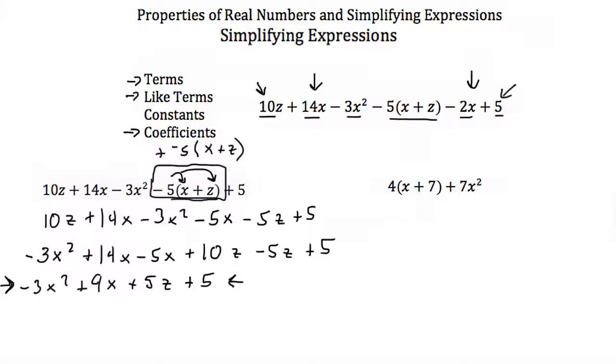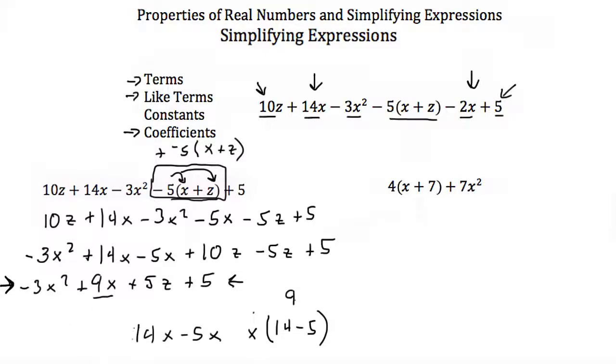Now the reason why I was able to add coefficients is because imagine this 14x minus 5x. Imagine if we did the distributive property in reverse, and I took out the x. I would get x times (14 minus 5). Well, 14 minus 5 would be 9, so I'd have 9 times x, so that's where the 9x comes from.